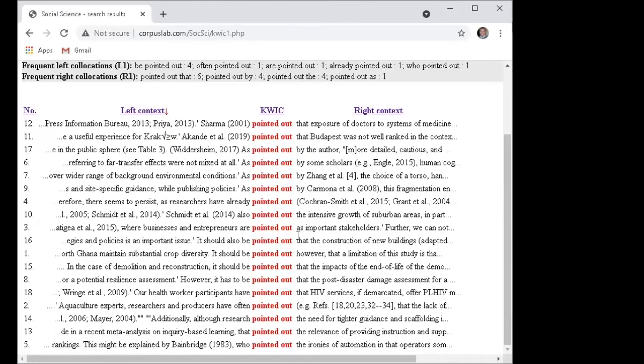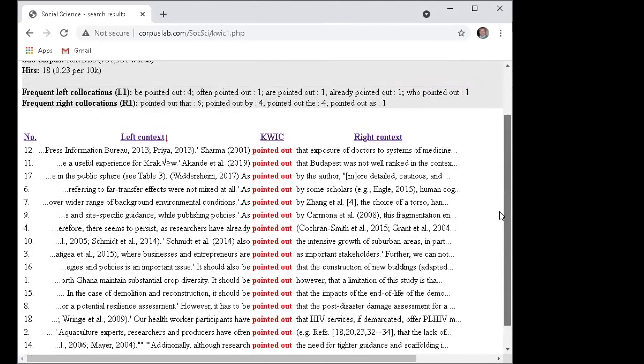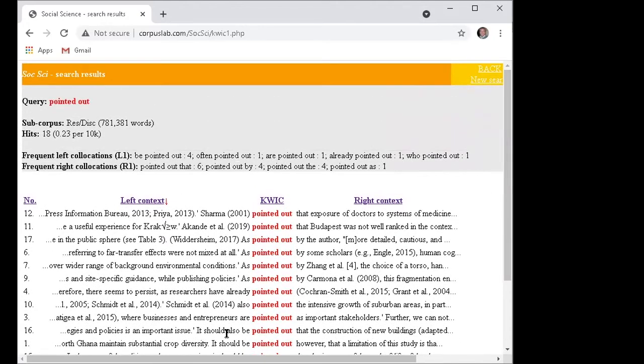"It should also be pointed out," kind of impersonal. "It should be pointed out." "It should be pointed out." "However, it has been pointed out." And "Bainbridge, who pointed out the areas of automation." So we can get a sense of the strong usage there.